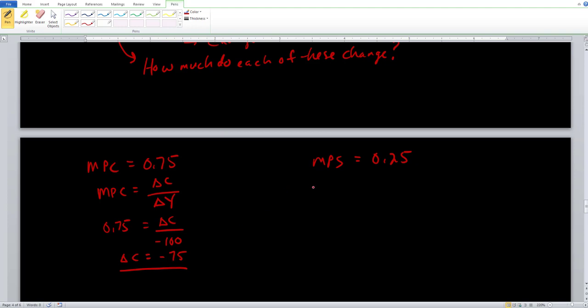By the same logic, we can use MPS. That equation, MPS equals change in S over change in Y. We know MPS is 0.25. We know change in Y, which is minus 100. And we're trying to solve for change in S. So multiplying MPS by the change in Y, we get our change in S, which is equal to negative 25. So here, we notice that our change in savings is going to be minus $25. But for now, we're not finished yet.